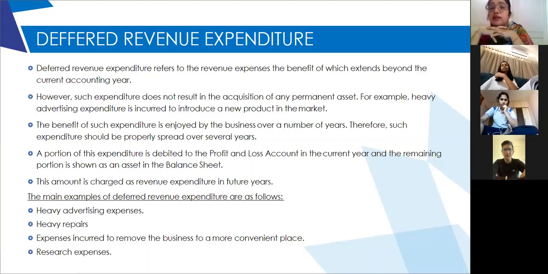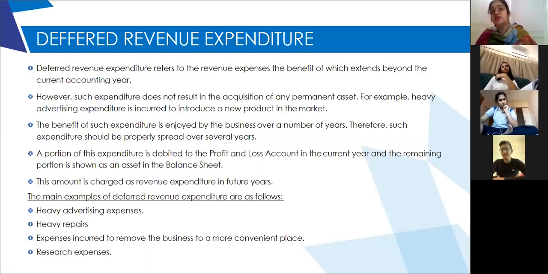How many of you remember the Dell ad? That Dell ad used to constantly come on TV for a very long period of time. Does anyone remember Dell on TV? Okay. So sometimes what happens is when we incur a very high amount of expenditure and the benefit is not limited to one accounting year, but is for more than one accounting year, then such expenditures become deferred. Deferred generally means delayed. The term deferred means delayed for a very long period.